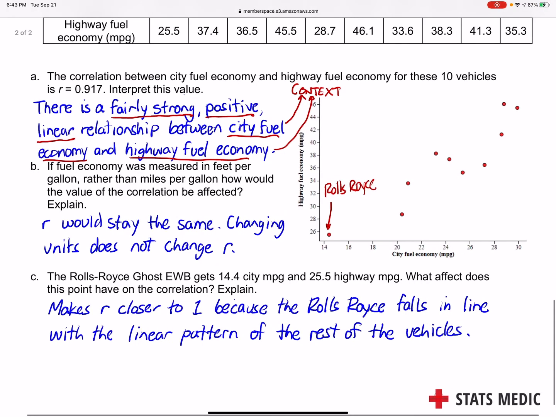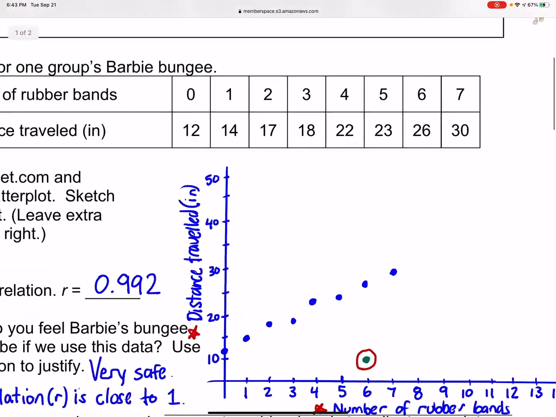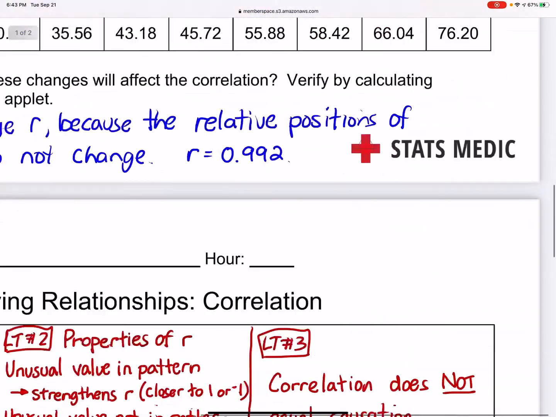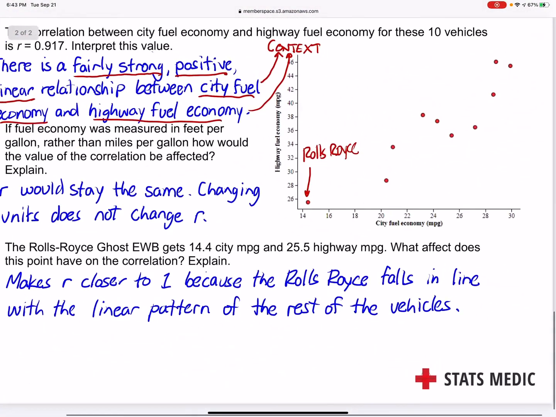So it's exactly the same example as we had here, but instead of the dot being off to the right along the line, this time it's off to the left along the line. So this would actually make R stronger.